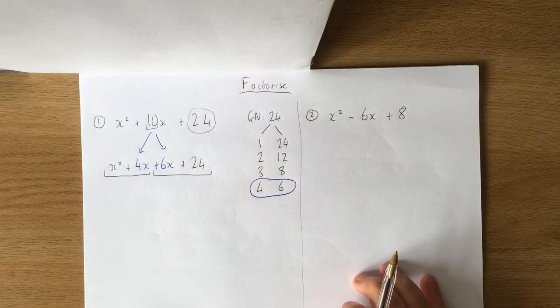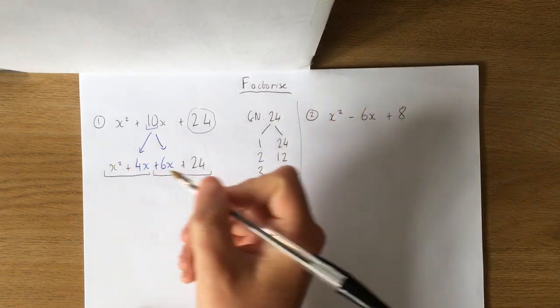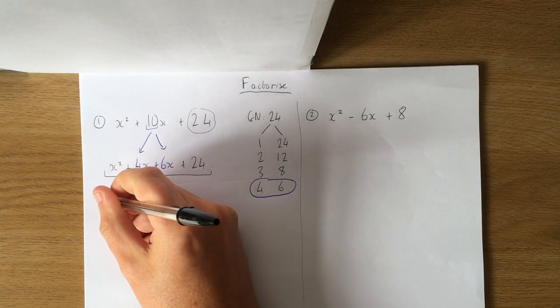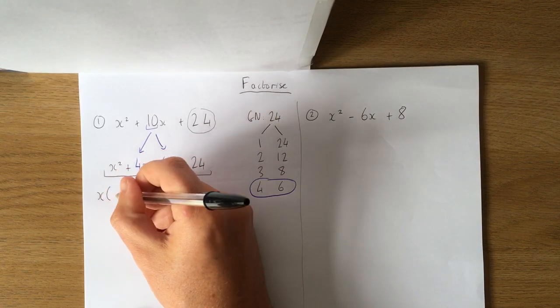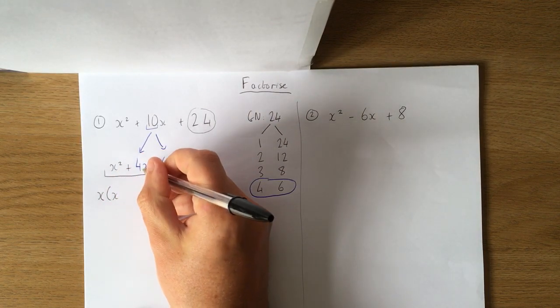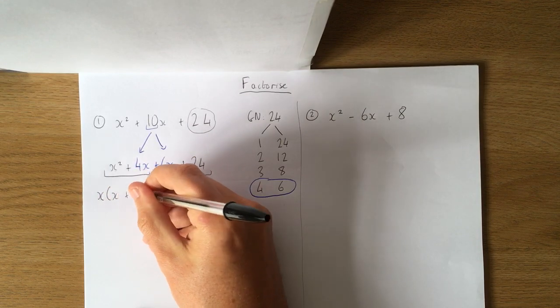So x squared plus 4x. What divides into both of those? It's x. X squared divided by x is x. 4x divided by x is 4.